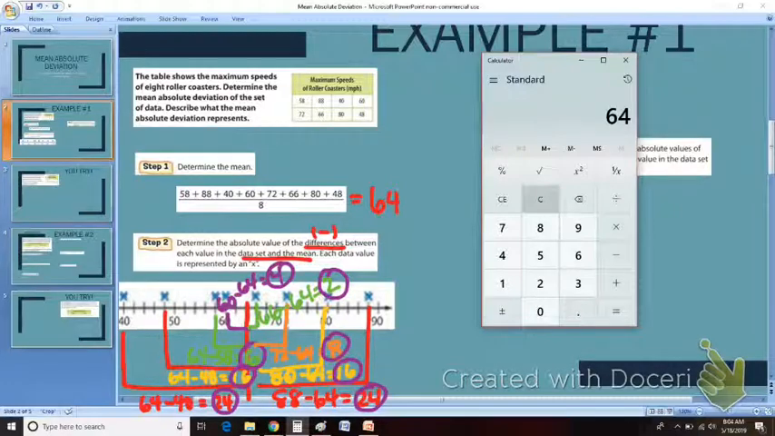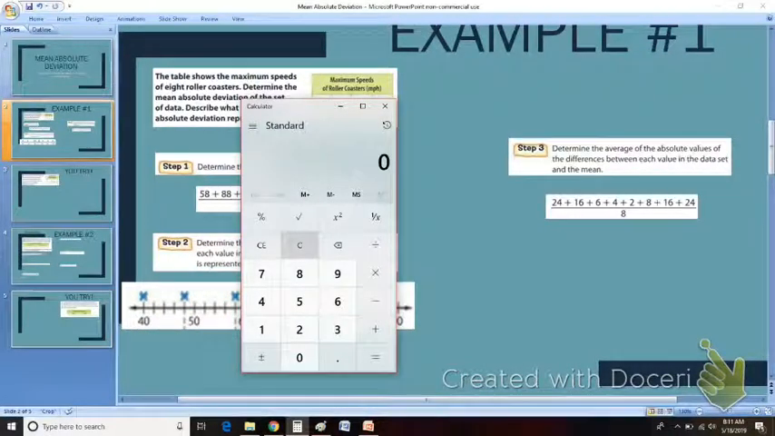So what we're going to do now is add our 24 plus 16 plus 6 plus 4 plus 2 plus 8 plus 16 plus 24, and then divide that by the number in our data set, which is 8. Okay, again, make sure you use a calculator. So we have 24 plus 16 plus 6 plus 4 plus 2 plus 8 plus 16 plus 24. Hopefully I got those numbers right previously.